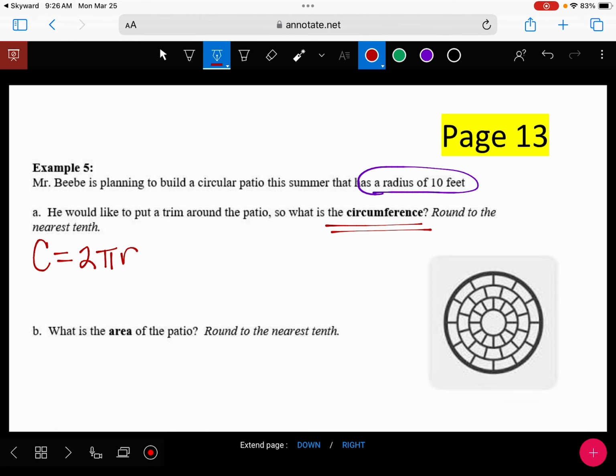And what did they say? What's the radius of the patio? 10. So in your calculator, you're going to type in circumference equals 2 times pi times 10. So let's go ahead, type that in. And you should get, yeah, about 63. It said round to the nearest tenth. So 62.8, and it would be feet.